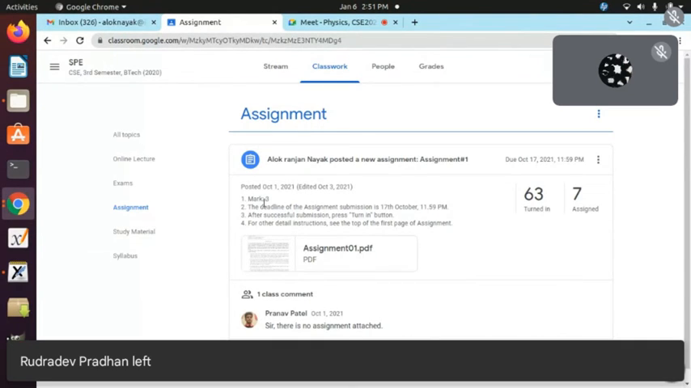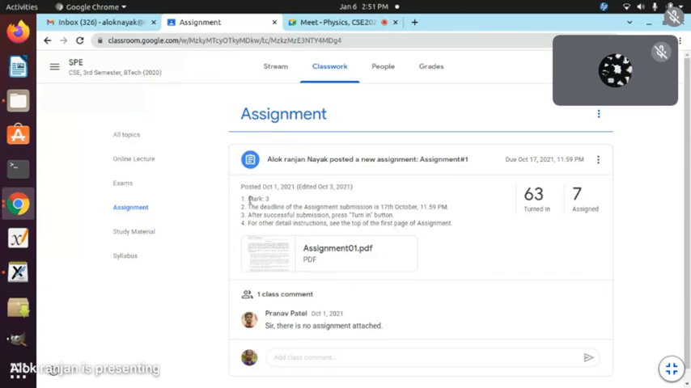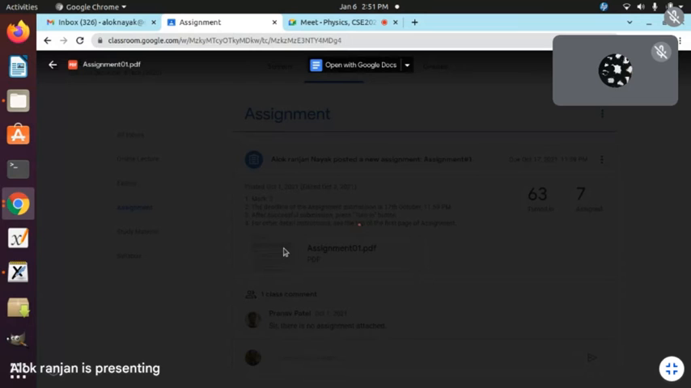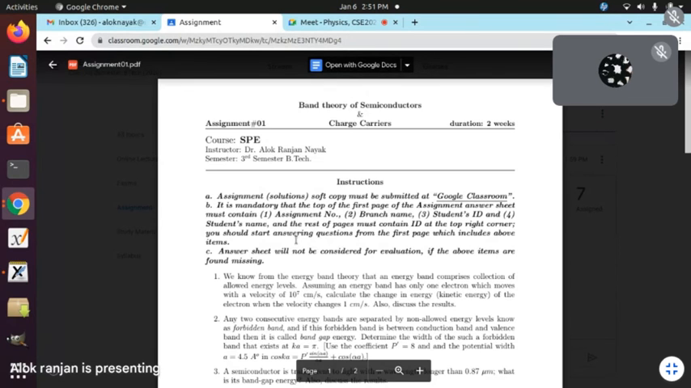Is it visible, the instructions? Yes, sir. So like, the marks are 3, the deadline of assignment submission is this, and so on. Okay. And then in addition to that, let me open this in a PDF file.